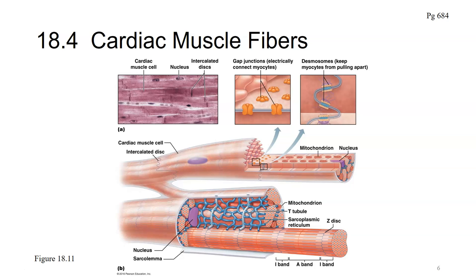The intercellular space between the cells has a connective tissue matrix, known as endomysium, that contains numerous capillaries, and connects cardiac muscle to the cardiac skeleton, which gives the cells something to pull against when they contract.